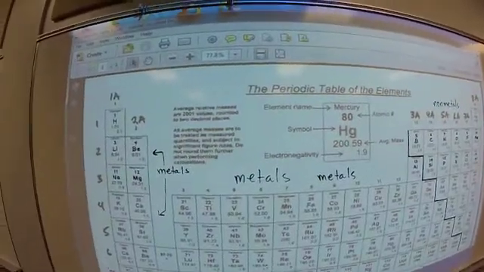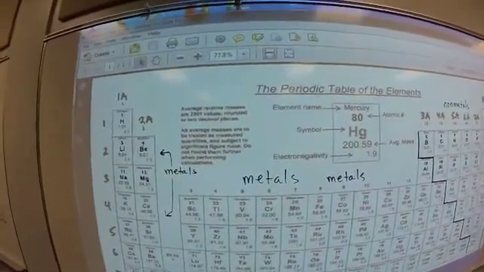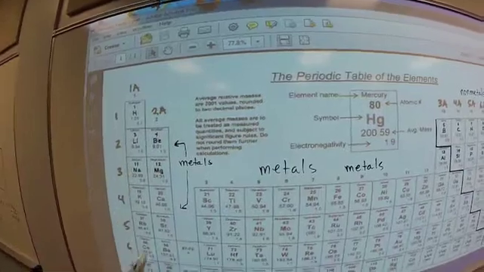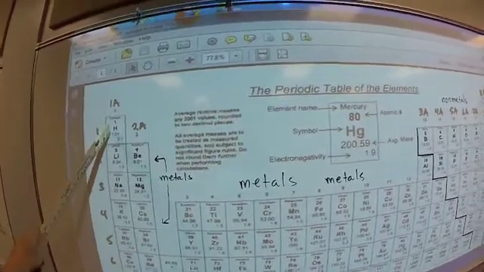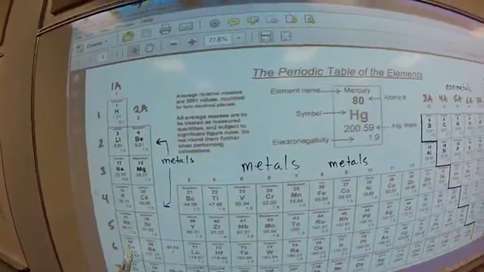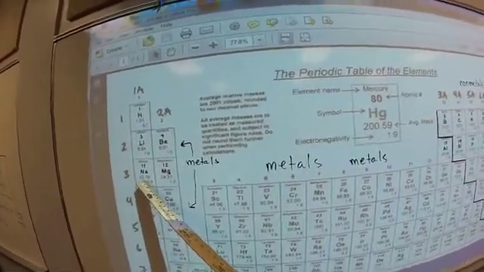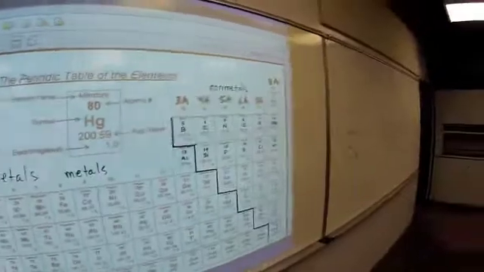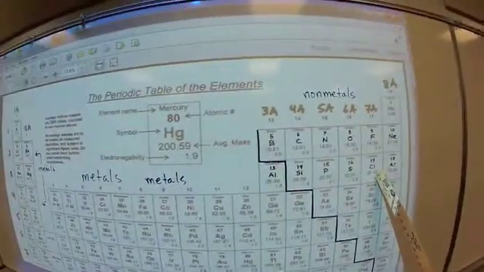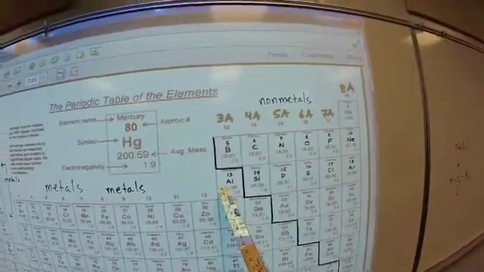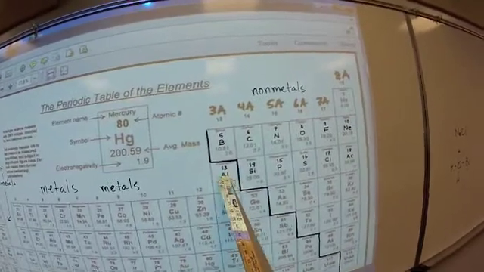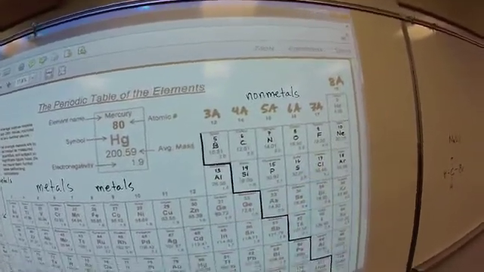Atomic size, top to bottom, down any given group, atomic size increases. The atoms get bigger. Hydrogen is smaller than cesium. As we go left to right across the table, sodium, therefore, is larger than chlorine because the radius or the size of the atom decreases moving left to right.